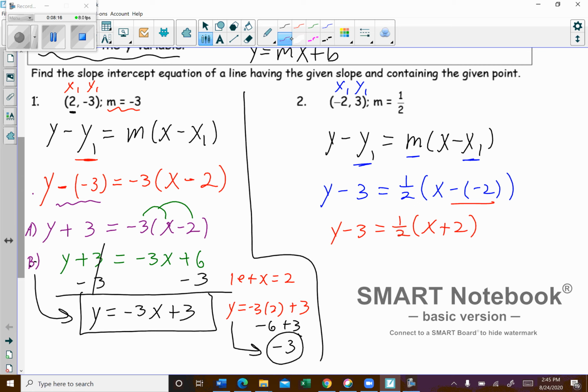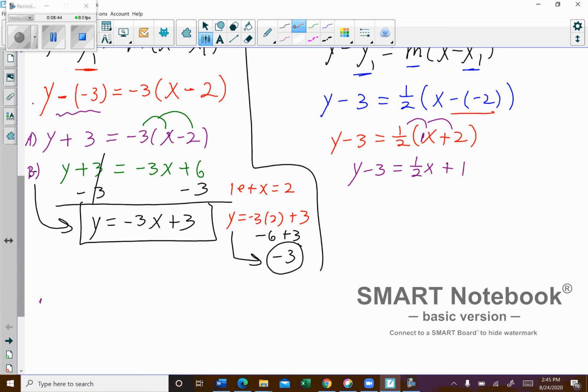Okay, and then now what I'm going to do is I'm going to distribute the 1/2 right there. So let's see, we're going to have y minus 3 equals, so 1/2 times x, x has an understood 1 in front, so 1/2 times 1 is just going to stay 1/2, and then I have the x with it, and then 1/2 times a positive 2, so basically half of 2, which would be a 1.